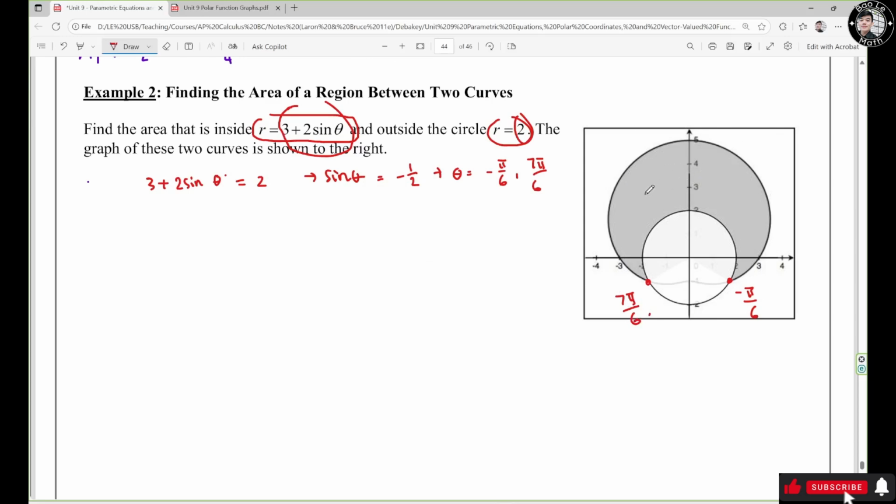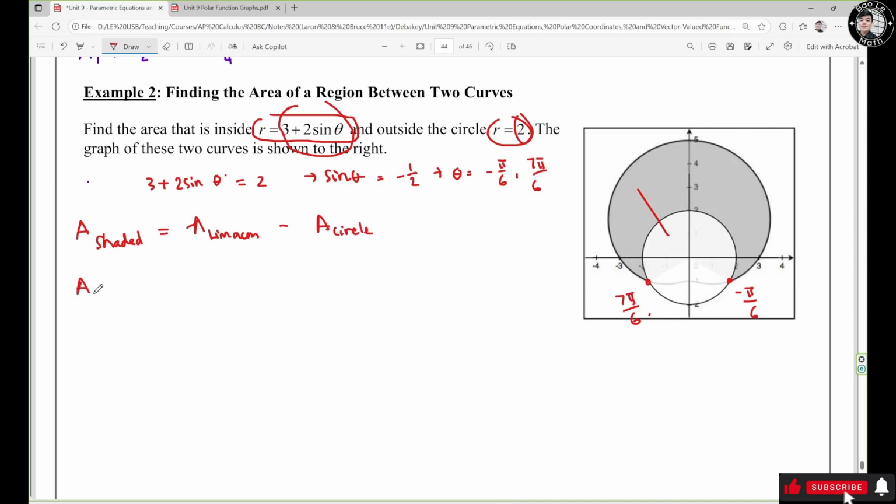Now observe that this guy right here and this guy right here, they're both symmetric about the y-axis, right? So basically you just calculate the area of one and you multiply by 2. Now in order to calculate the area of this shaded region right here, I need to calculate the area of the limaçon right here and subtract the area of the circle right here. So the area of the shaded region equals the area of the limaçon subtract the area of the circle.